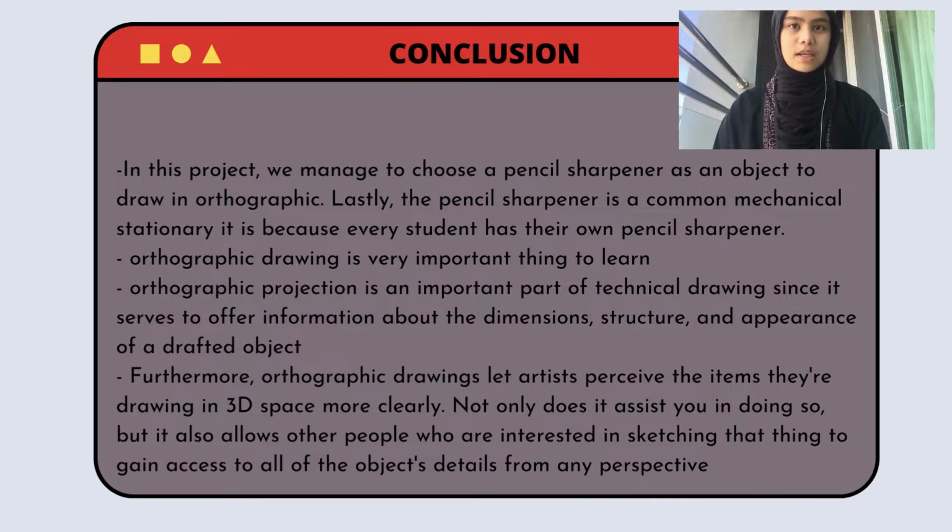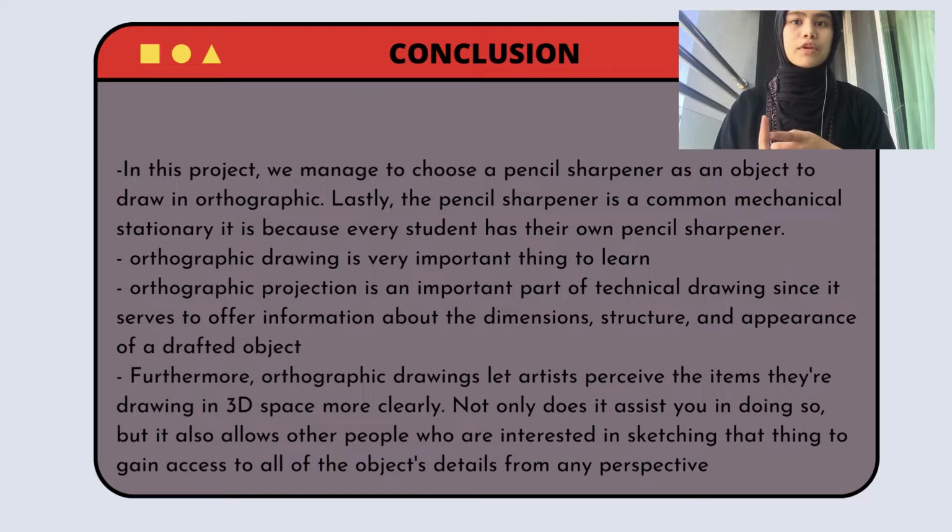For conclusion, in this project we managed to choose a pencil sharpener as the object to draw in orthography. The pencil sharpener is a common mechanical stationery. It is because every student has their own pencil sharpener. Orthographic drawing is a very important thing to learn, an important part of technical drawing that offers information about the dimension, structure, and appearance of a drafted object.